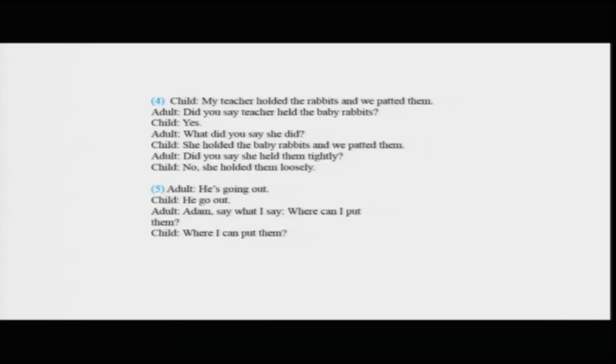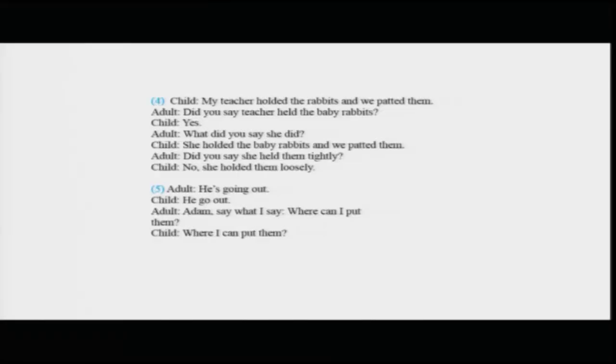Let us move on to a different example where parents are actually trying to correct syntax. In this conversation the child says, my teacher holded the rabbits and we patted them. The adult asks, did you say the teacher held the baby rabbits? The child says, yes. The adult says, what did you say? Repeat again. The child says, she holded the rabbits and we patted them. The adult again tries to remind, did you say she held them tightly? The child says, no, she holded them loosely. So you see the feedback on syntax isn't clearly working.